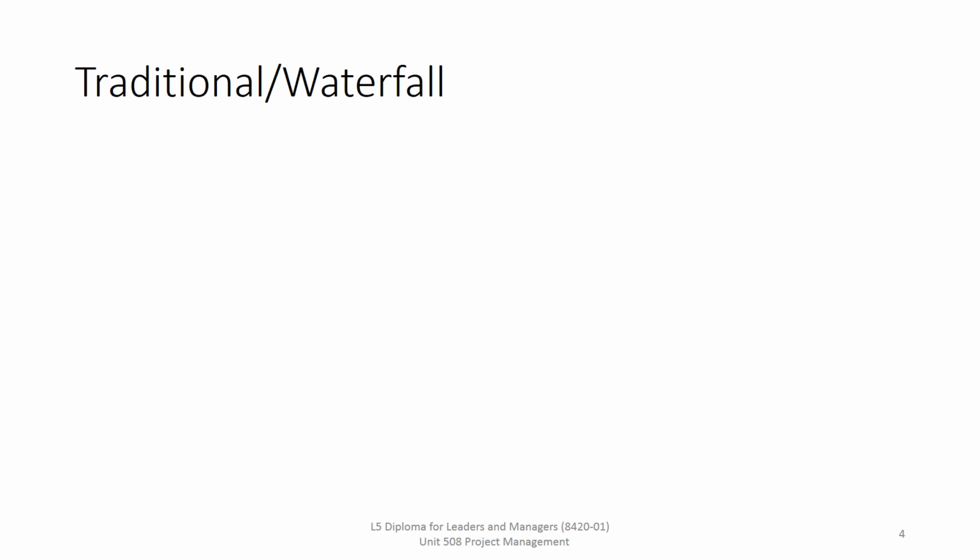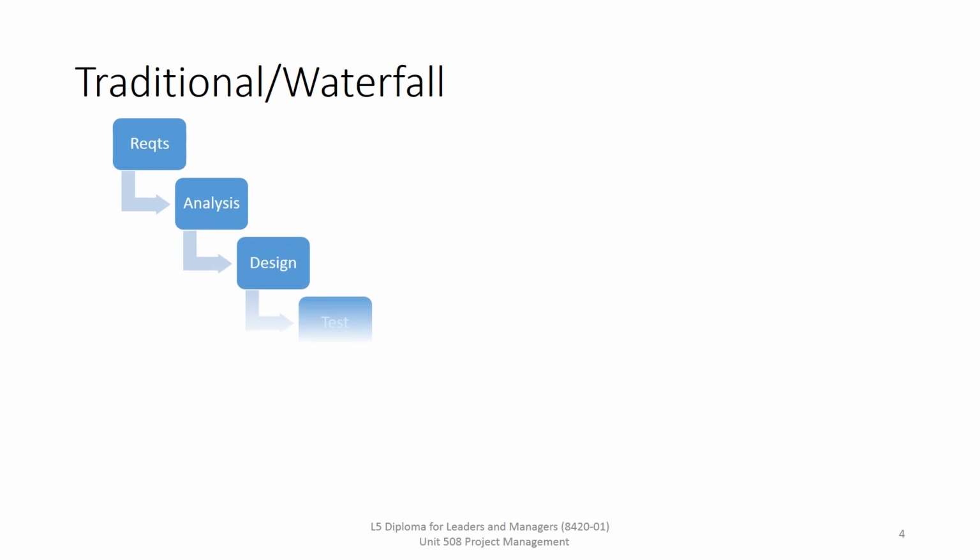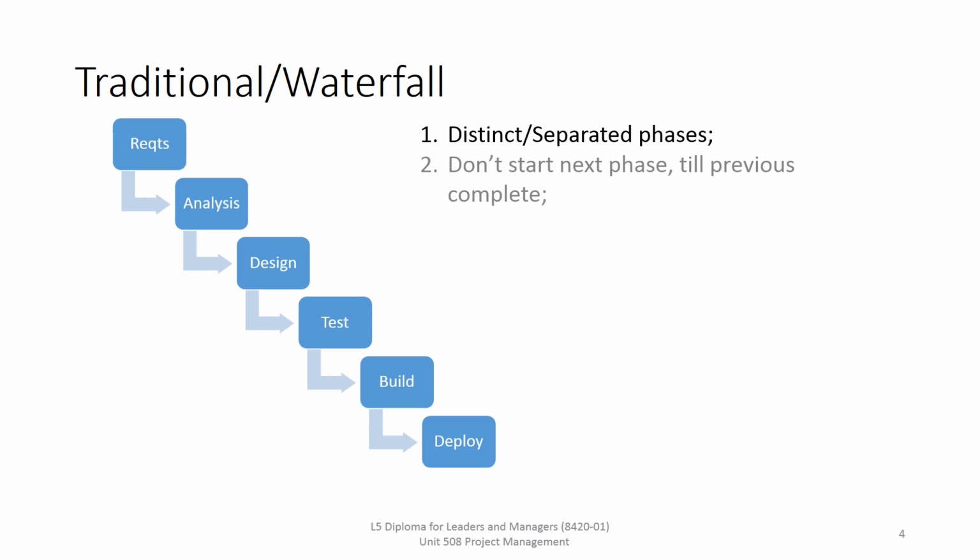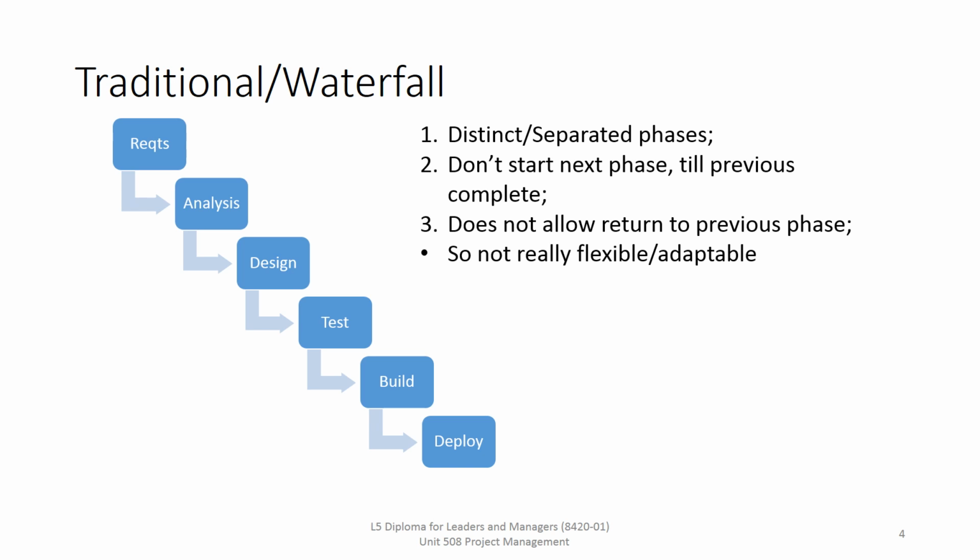Next is probably the simplest, and that's traditional waterfall, which is just a sequential linear process for managing a project. It consists of a number of distinct separate phases, and no phase is meant to begin until the previous phase has been completed. So each phase should be terminal and it should complete before the next one starts. The basic waterfall management doesn't really allow for you to return to the previous stage unless you revisit and start that phase again. So it's not really that flexible or that adaptable.